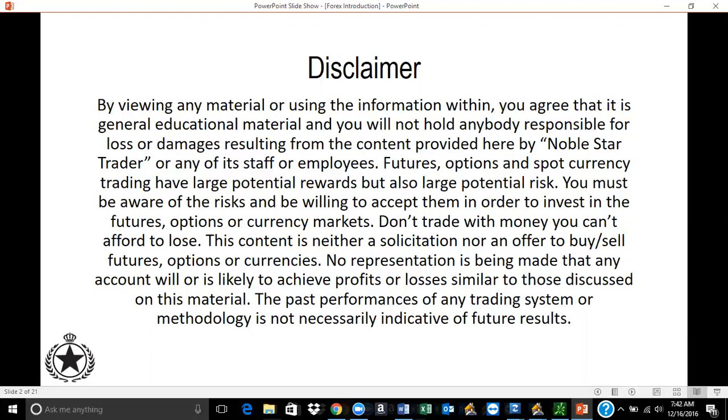And so that's why we have this last line. It says, no representation is being made that any account will or is likely to achieve profits or losses similar to those discussed on this material. The past performances of any trading system or methodology is not necessarily indicative of future results.